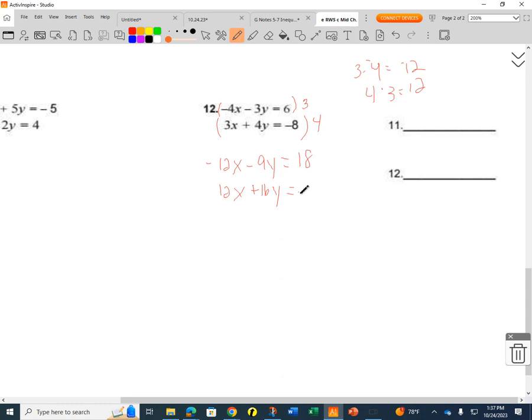Caleb Davis, you're supposed to be writing what I'm writing or working on your own. You're not supposed to have your head back down.